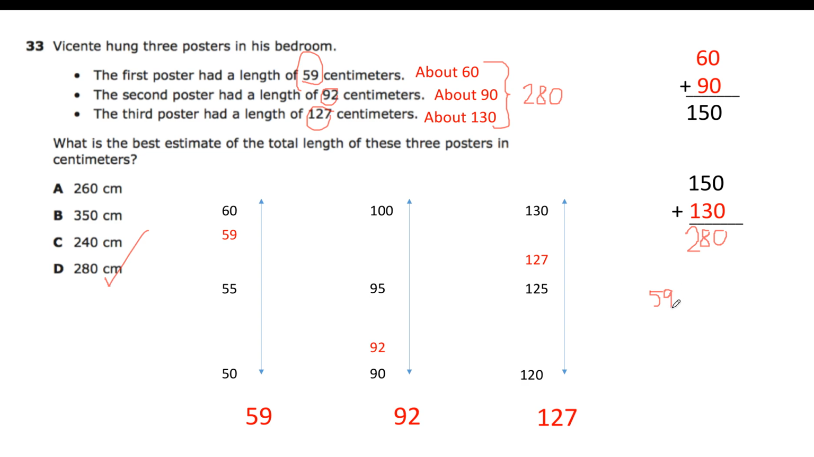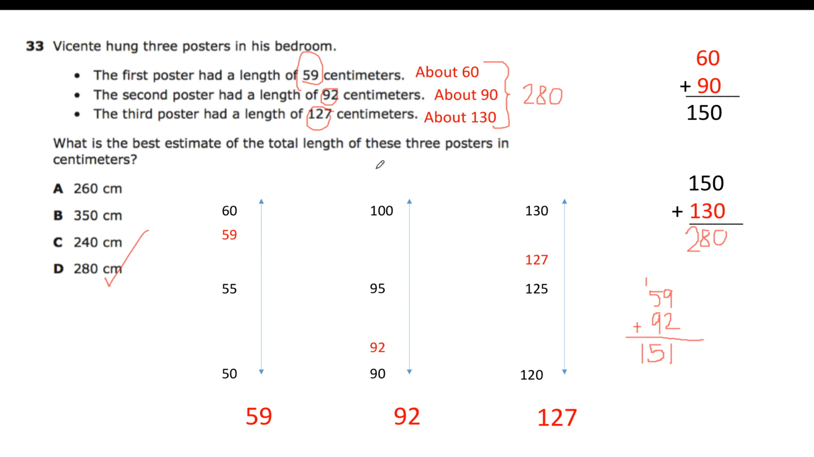What I want you to do right now is pause this video and try to do it on your own, and then come back and check your work. So pause the video now. Okay, now that you've attempted to do it on your own, you can check your work with me. So 59 plus 92. Nine plus 2 is 11. I have 1 in my ones place. I have to carry my 10. 5 plus 9 is 14. Plus 1 is 15, so I get 151.